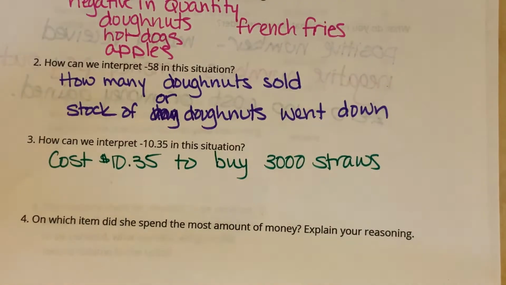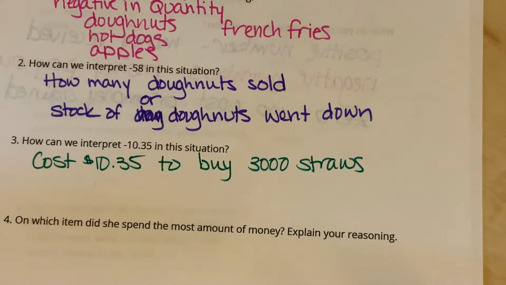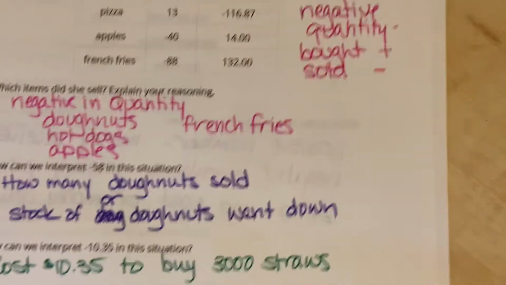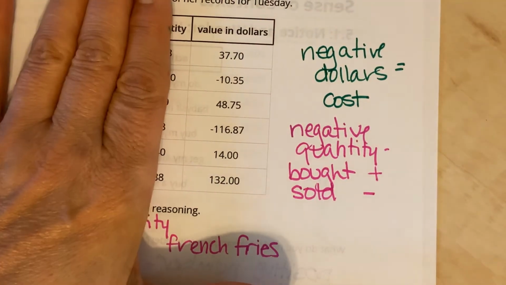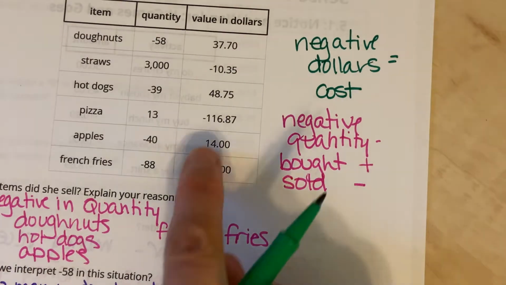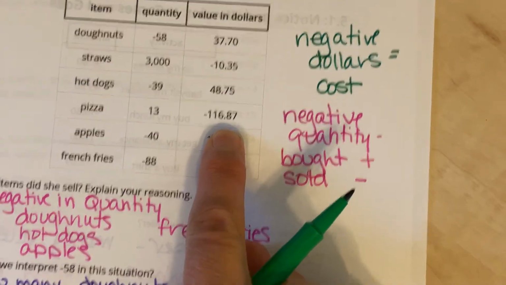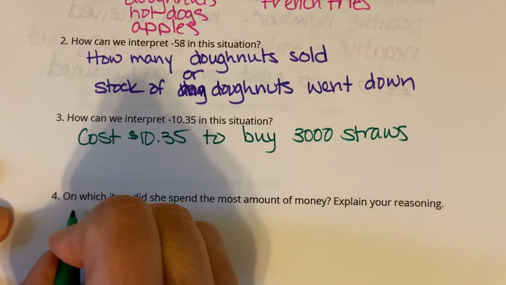Okay, so that's the money it cost me to get the straws. Question 4 says, on which item did she spend the most amount of money? Okay, and explain our reasoning. So which item did she spend the most amount of money on? Well, here's my money column, which was the biggest. It looks like she spent the most amount of money on pizza, okay?